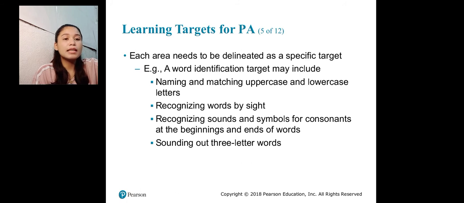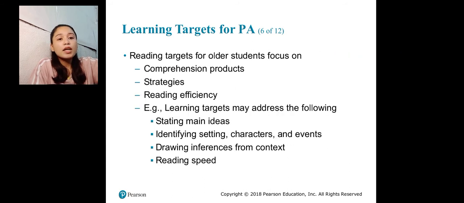Each area needs to be delineated as a specific target. For example, a word identification target may include naming and matching uppercase and lowercase letters, recognizing words by sight, recognizing sounds and symbols for consonants at the beginnings and ends of words, and sounding out three-letter words. Reading targets for older students focus on comprehension products, strategies, and reading efficiency.